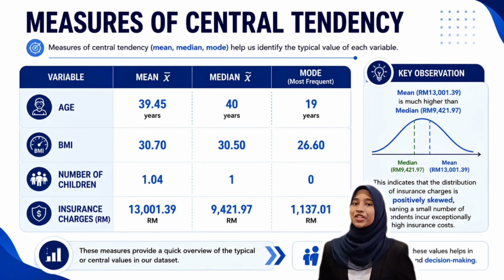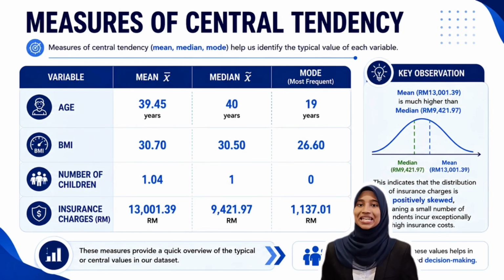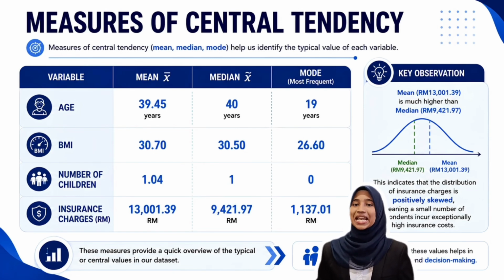For the number of children, the mean is 1.04, the median is 1, and the mode is 0. Finally, for insurance charges, the mean is 13,001 ringgit 39 cents, the median is 9,421 ringgit and 97 cents, and the mode is 1,137 ringgit and 1 cent.